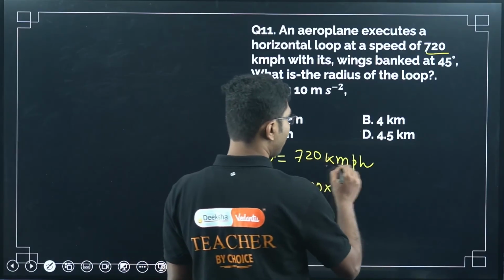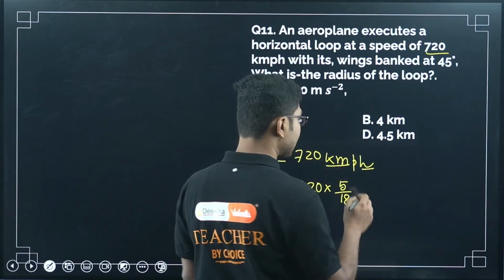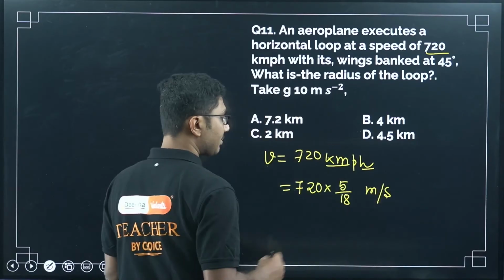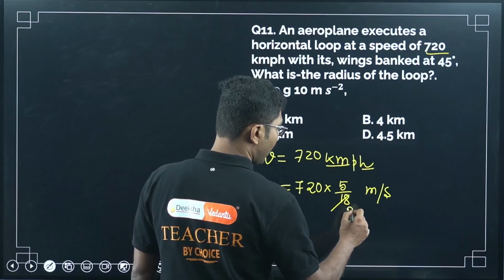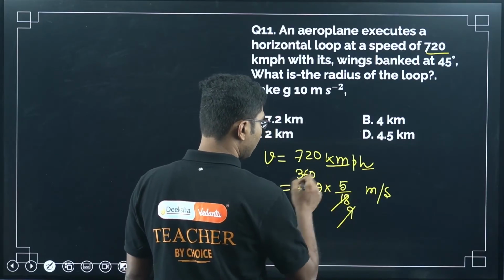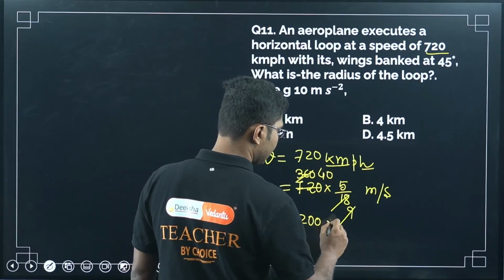Okay, kilometer is 1000 meter, hour is in division, that will be 60 into 60. So using that you can convert it into meter per second. So 9 into 1000 by 3600 is 40, so it is 200 meter per second.